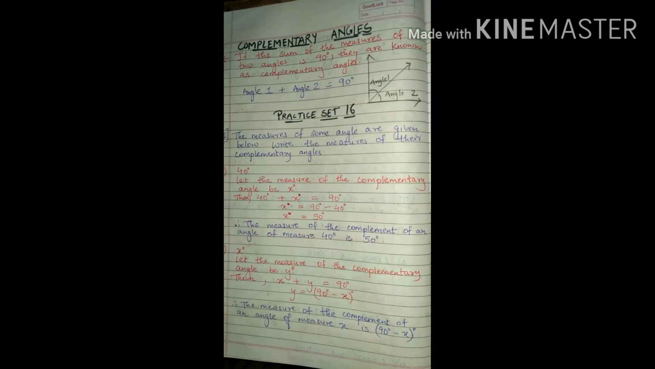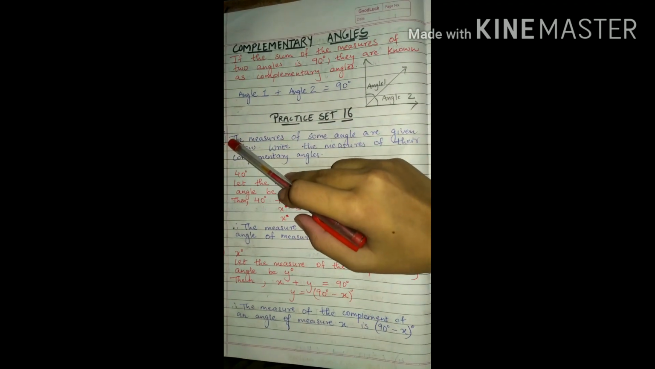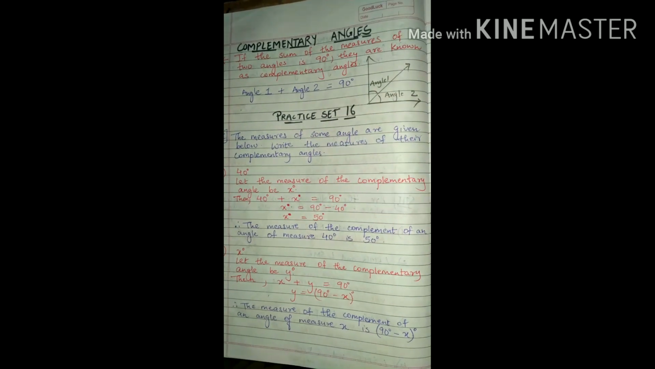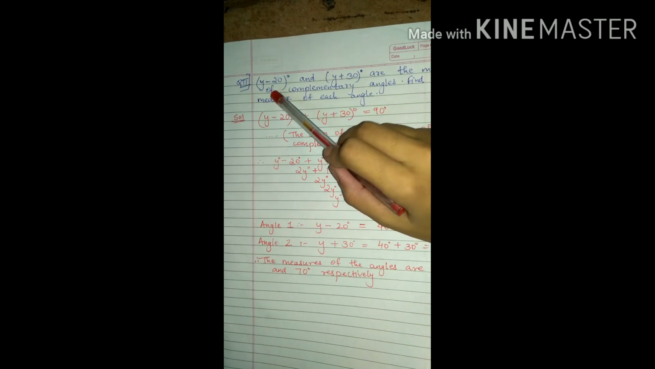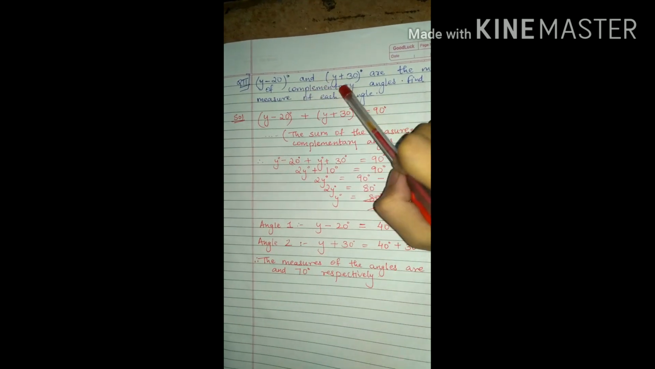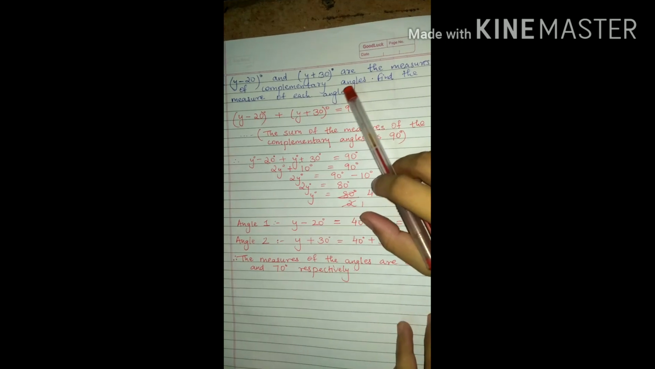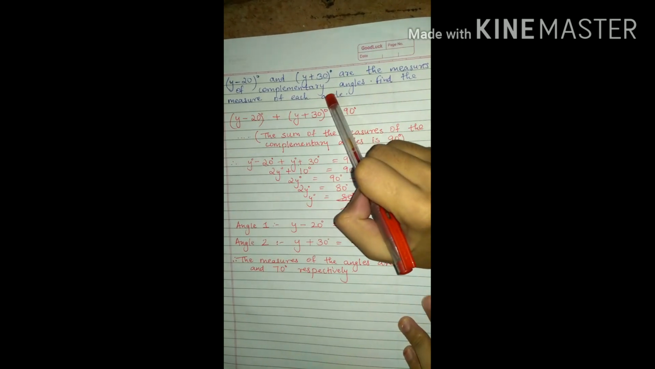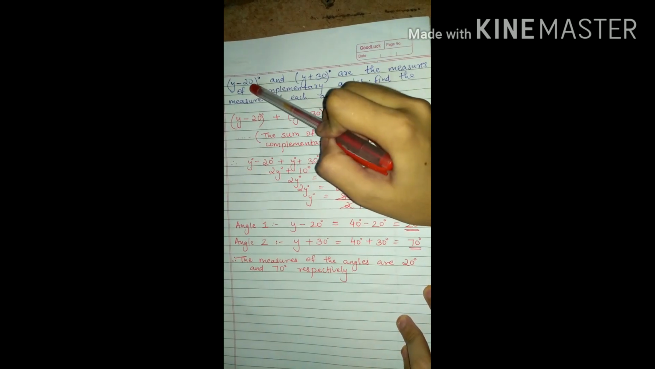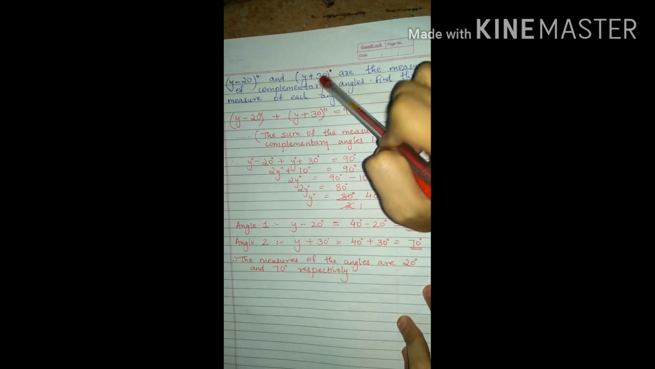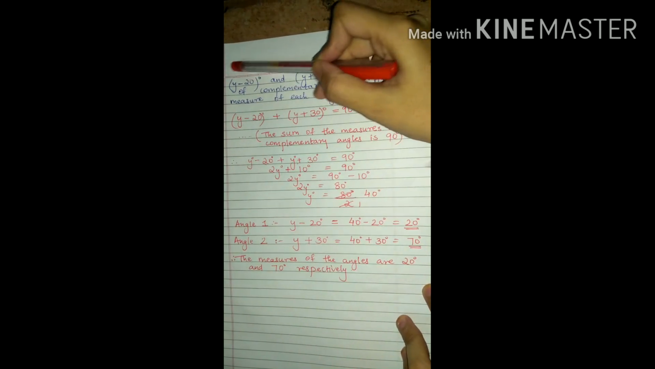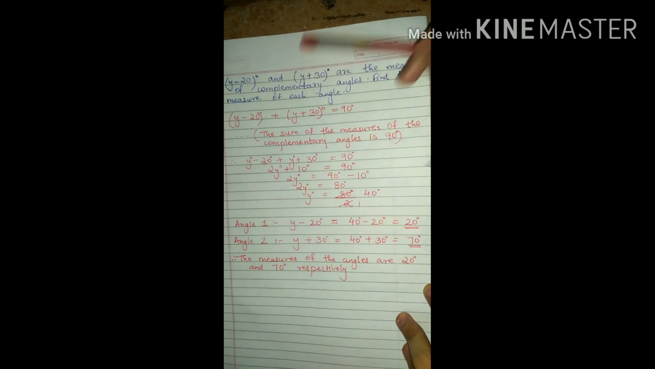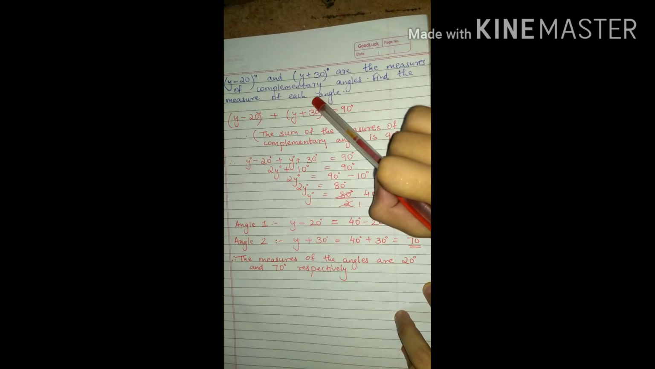Okay, so now this was the first part of practice set 16. Now I will show you how to do the second part. Second part, what they have given, see: y minus 20 degree and y plus 30 degree are the measures of complementary angles. Means angle 1 is y minus 20 degree, and angle 2 is y plus 30 degree. Then what they have asked: find the measures of each angle.